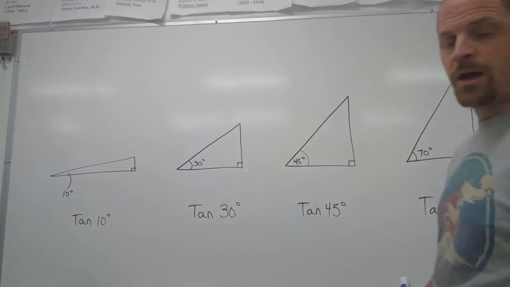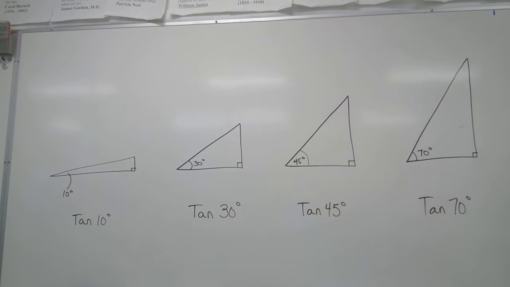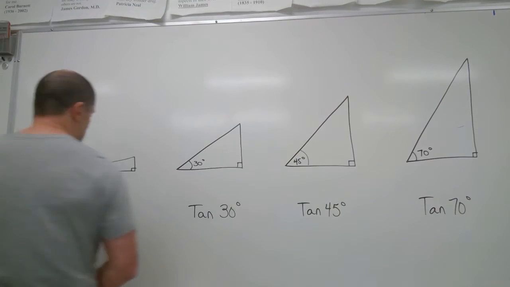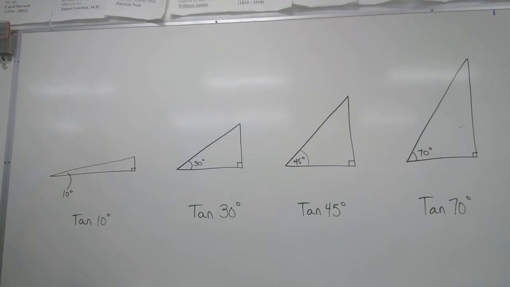So to practice, I want to go over 4 different triangles that I've got here. Each one is slightly different. Now the first one is 10 degrees. We can see it's a small angle. And from this, we can definitely see that it is a small length.